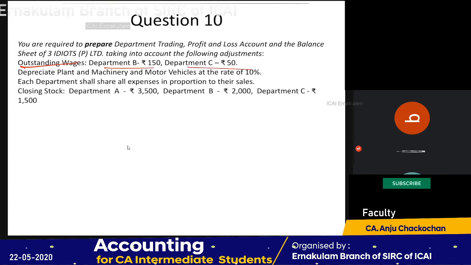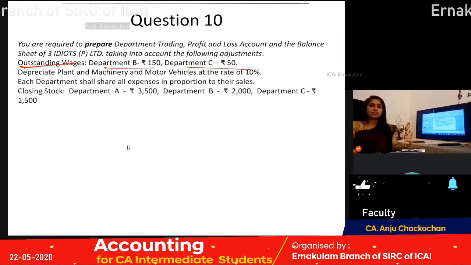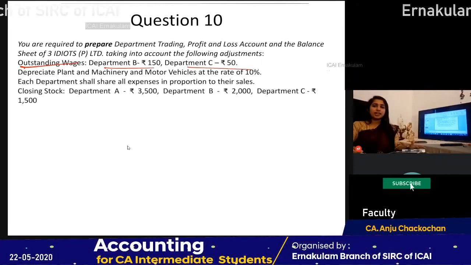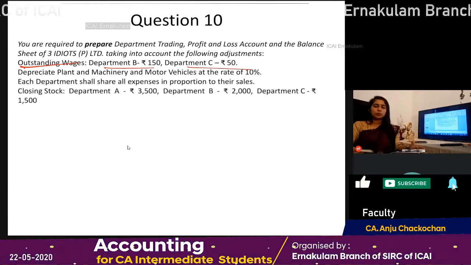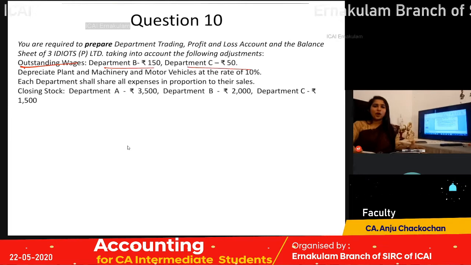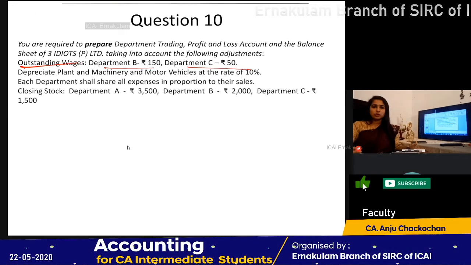Keep on messaging, students. What is the journal entry to record the outstanding wages? Keep on posting your messages. Okay, yes, Madhura. Yes, good. It is wages account to outstanding wages.